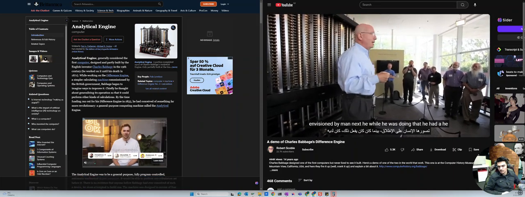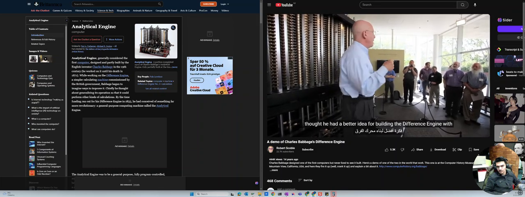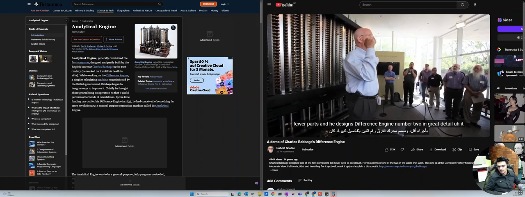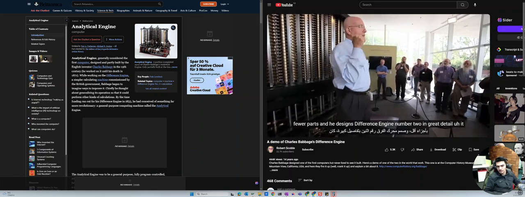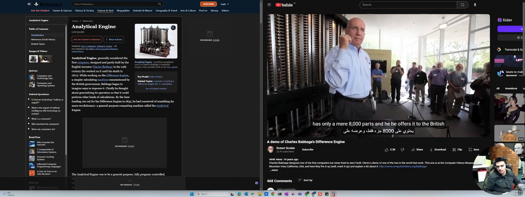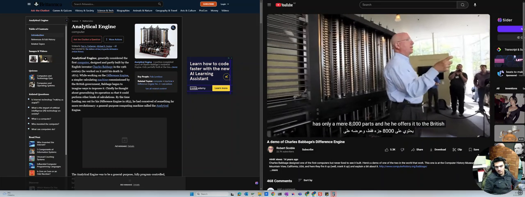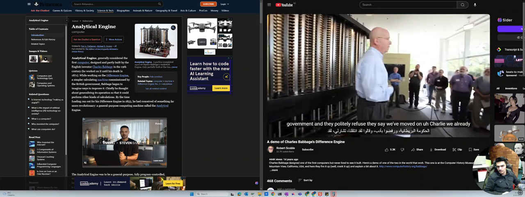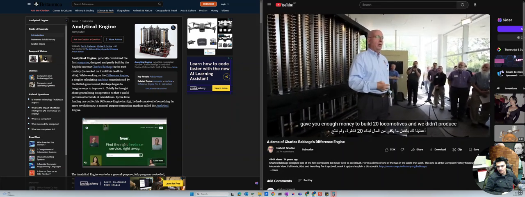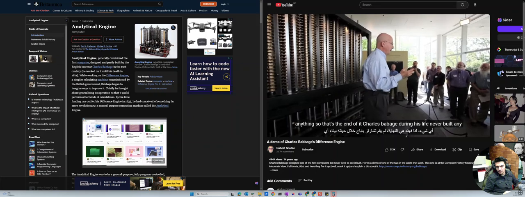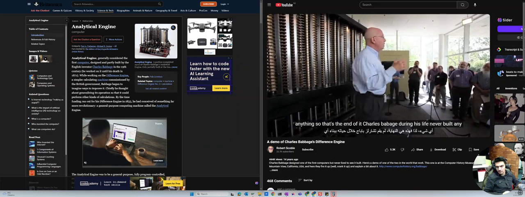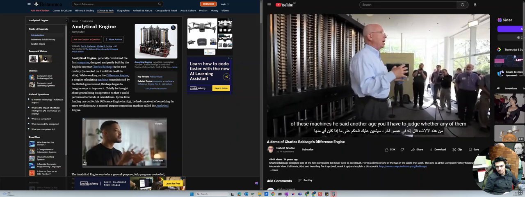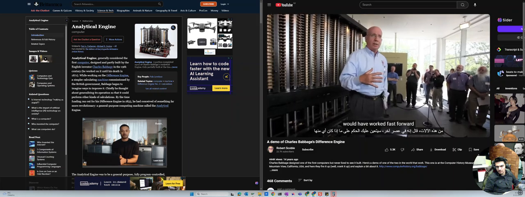Next, while he was doing that, he thought he had a better idea for building the difference engine with fewer parts. And he designs difference engine number 2 in great detail. It has only a mere 8,000 parts. And he offers it to the British government, and they politely refuse. They say, we've moved on, Charlie. We already gave you enough money to build 20 locomotives, and you didn't produce anything. So that's the end of it. Charles Babbage, during his life, never built any of these machines. He said, another age, you'll have to judge whether any of them would have worked.